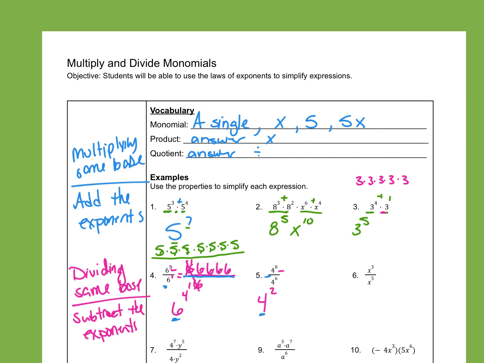these values. So in number 6, we can again subtract those exponents, and 3 minus 5, be careful with this one. 3 minus 5 is negative 2. Now technically this is not simplified yet.